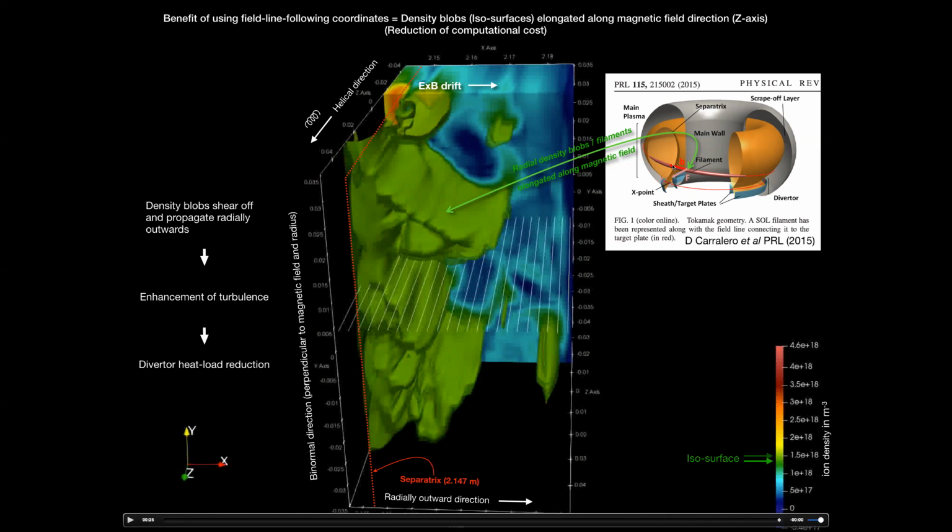So these blobs, you can see in Daniel's paper in PRL 2015, the blobs are actually elongated like this along. So this is the magnetic field, and the blobs are elongated. So this is the magnetic field line direction where the blobs are elongated. Yes.